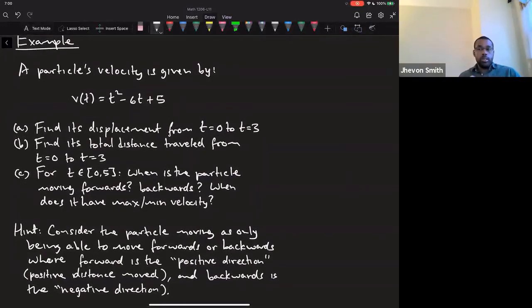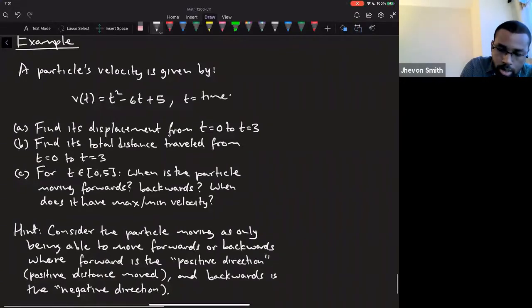So we know a velocity function for some object that's moving, and we consider forwards, or you can say to the right, means you're moving in a positive direction. Moving leftward, to the left, is going to be the negative direction. Between time equals 0 and time equals 3, what is the displacement? And what is the total distance traveled?